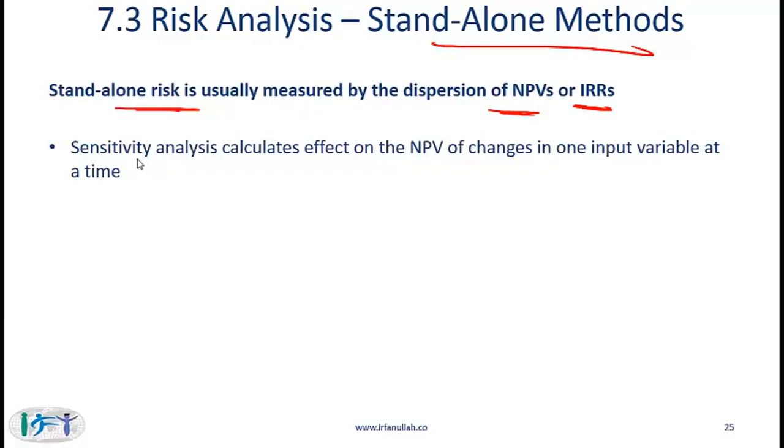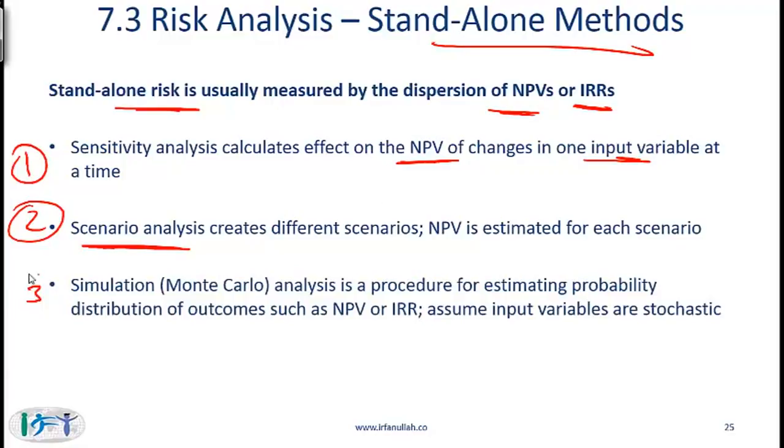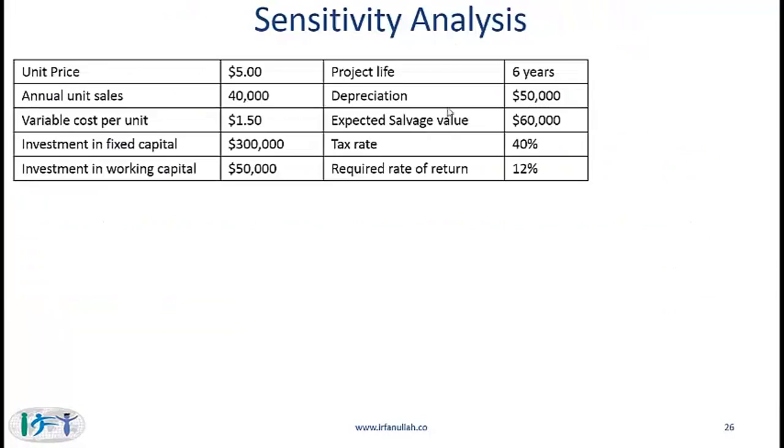The different methods of standalone analysis include the following. One is sensitivity analysis. Here we calculate the effect on the NPV of changes in one input variable at a time. The other approach is to do a scenario analysis where we create different scenarios and look at the impact on NPV. And then a more sophisticated method is the Monte Carlo simulation method, where we come up with a probability distribution of possible outcomes. Let's look at each of these methods, starting with sensitivity analysis.